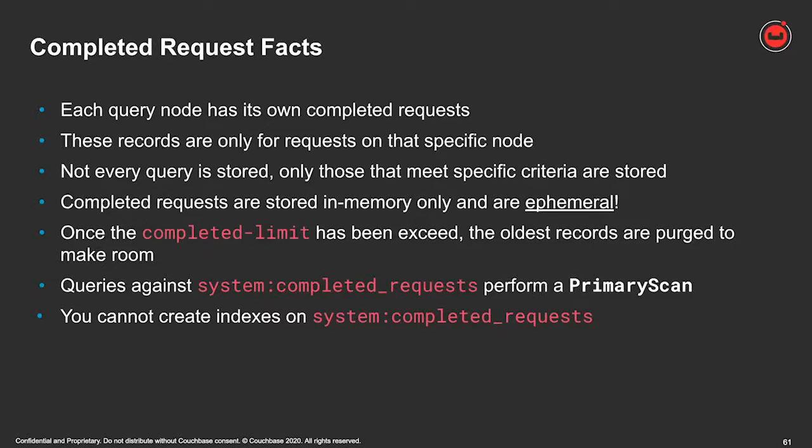Queries against system completed requests perform a primary scan. So whatever node received that query has to go to the other nodes to retrieve the completed requests. And we'll look at that next. And lastly, you cannot create any indexes against the system completed requests keyspace.